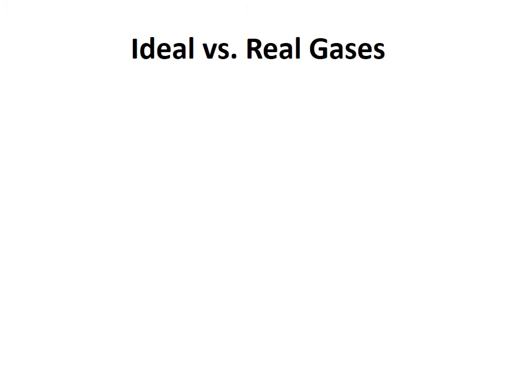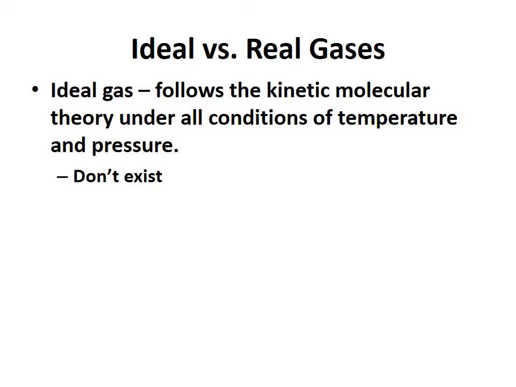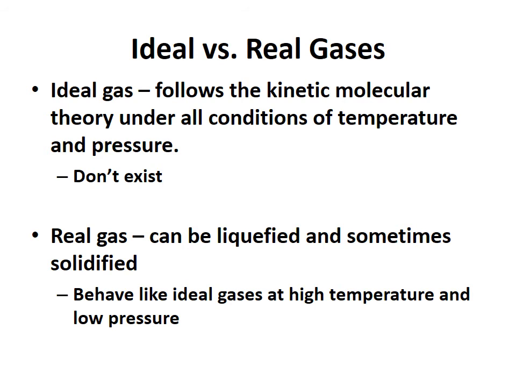So, ideal versus real gases. I've mentioned ideal gases before. Now we talk about what is an ideal gas and what is a real gas. Ideal gases are gases that follow the kinetic molecular theory under all conditions of temperature and pressure. But sadly, these gases do not exist.